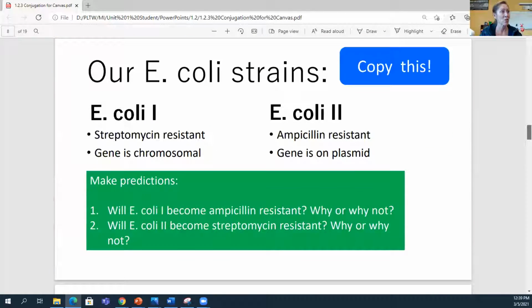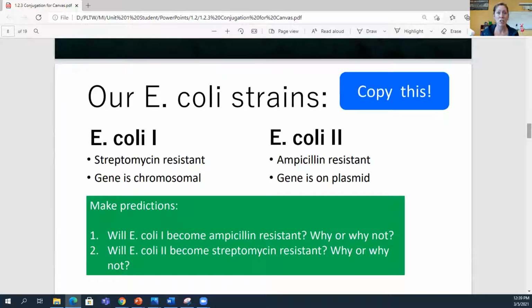So here are our strains, and this is information that you need. We have what we're going to call E. coli 1. It's resistant to an antibiotic called streptomycin, and the gene for its resistance is located on the chromosomal DNA. The second strain is E. coli 2. It has resistance to another antibiotic called ampicillin, and this gene is located on the plasmid.